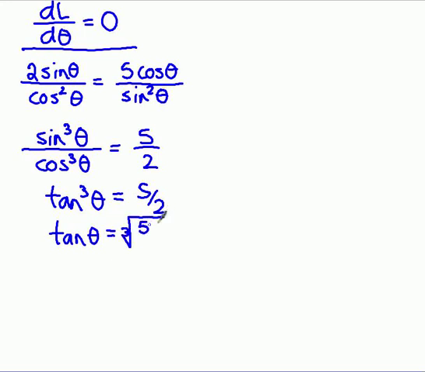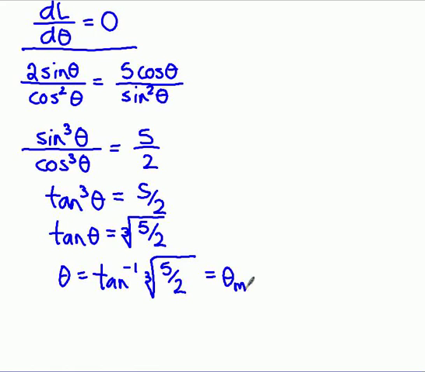of 5 halves, and that theta, therefore, must equal the inverse tangent of the cube root of 5 over 2. Now, if we had a calculator, we could solve that, but we're going to assume that we don't have a calculator. So I'm just going to have to leave that as that fairly messy thing. I don't want to have to keep rewriting it, so I think I'm just going to give it a variable name. I'm going to call this theta m, as in theta minimum, the value of theta that's going to minimize the length of my board.